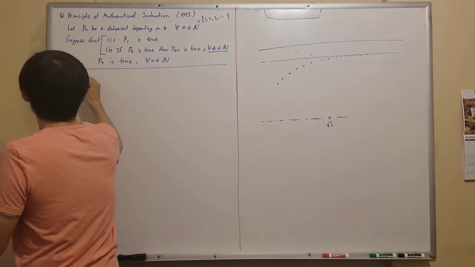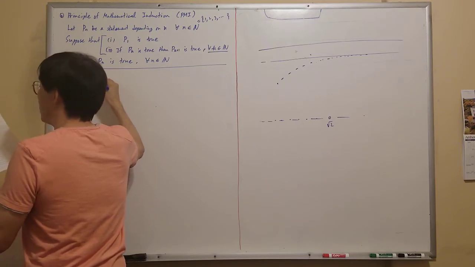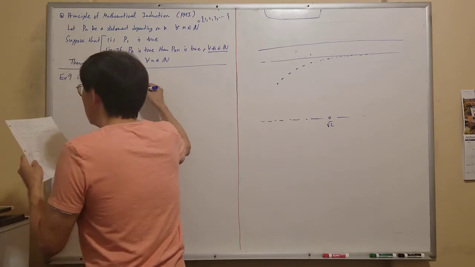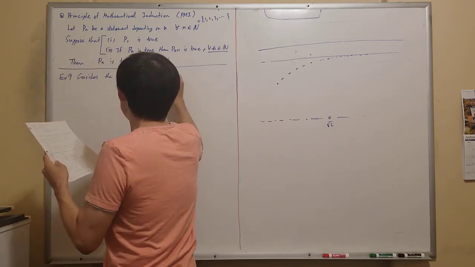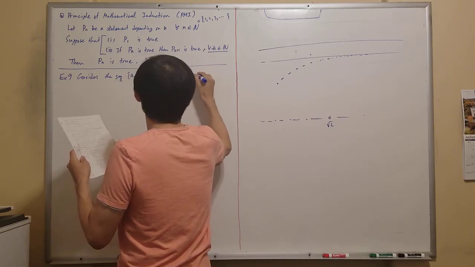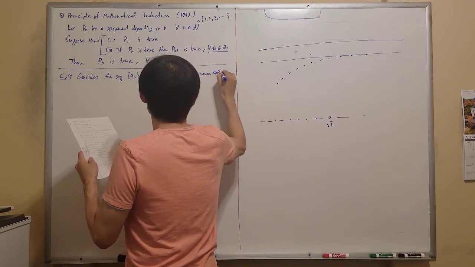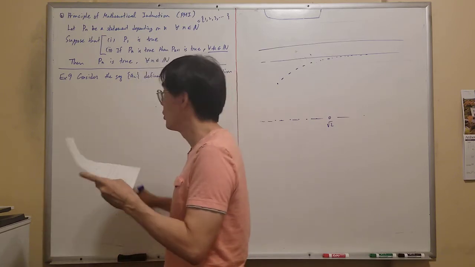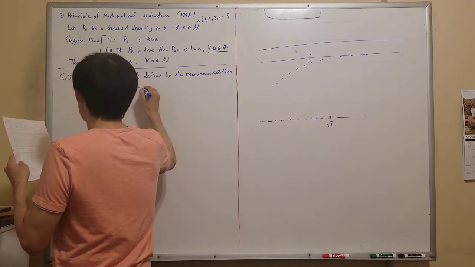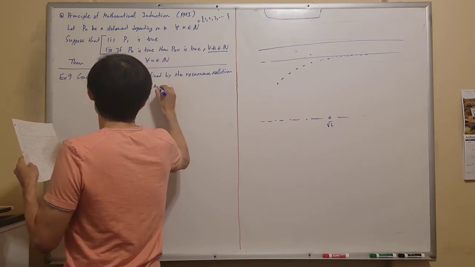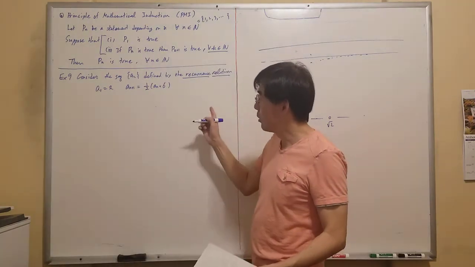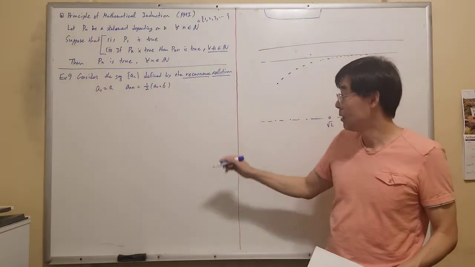Example 9. Consider the sequence a_n defined by the following recurrence relation, which is a_1 equals 2, a_{n+1} equals 1/2 a_n plus 6. Recurrence relation, we learned one of two ways to define a sequence.